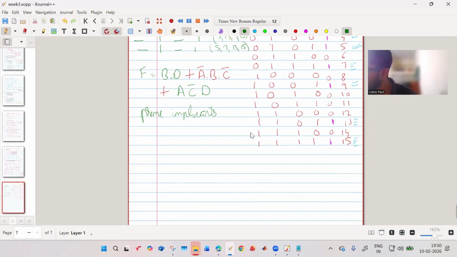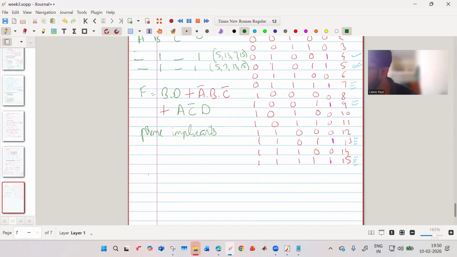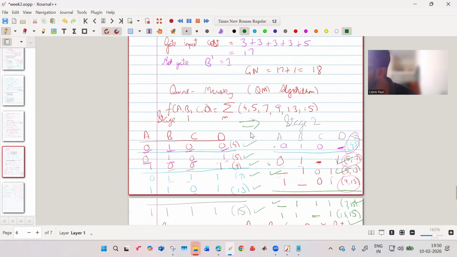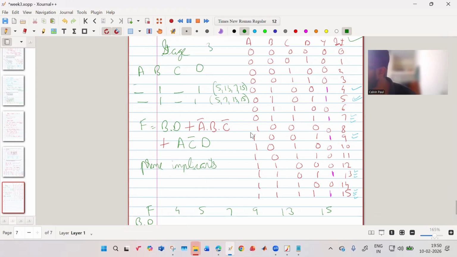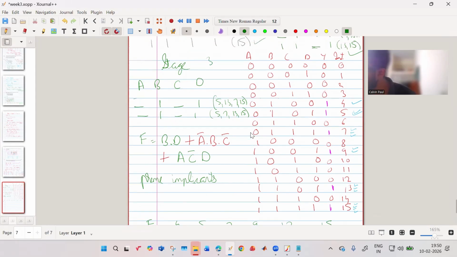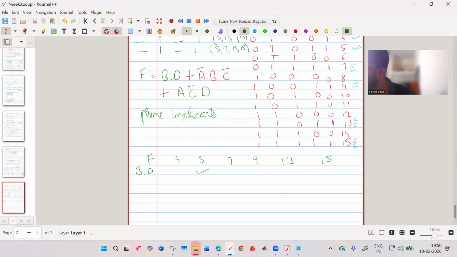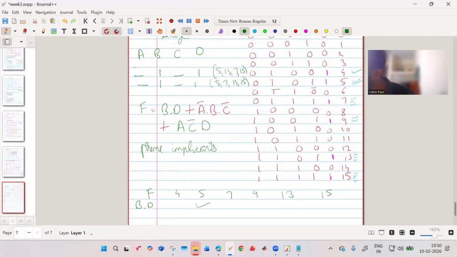We have to first write the truth table. You have F, and what you have there? 4, 5, 7, 9, 13, and 15. So B and D corresponds to which one? B and D means it is for 5? Yes, it is for 5. For 4, is it there? No. B and D is for 7? Yes, 7 it is there. For 9, is B and D there? No.